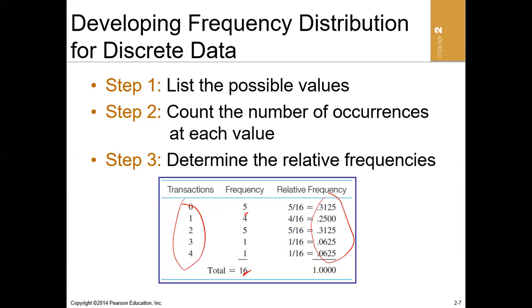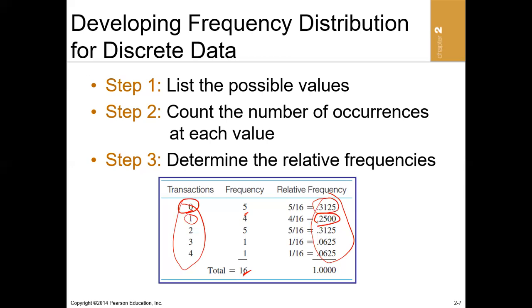So for instance, if the relative frequency for the score of 0 is 0.3125, it means that 31.25% of the people have 0 transactions. Here, we can say that 25% of the people have 1 transaction. So relative frequencies sometimes make it easier to explain what actual frequencies are. All right, that is how we do it.